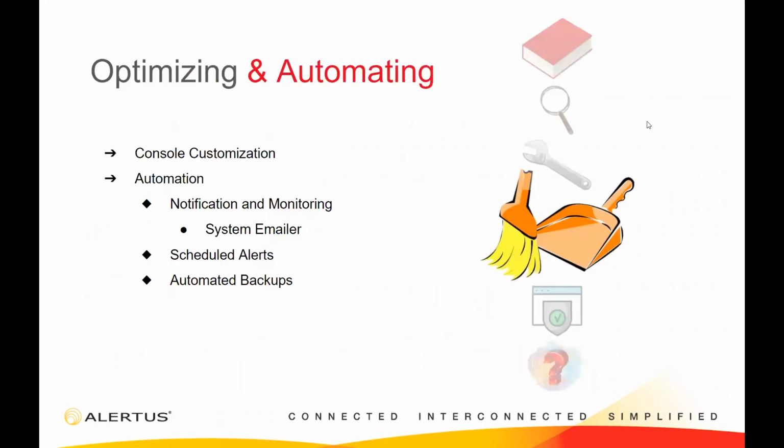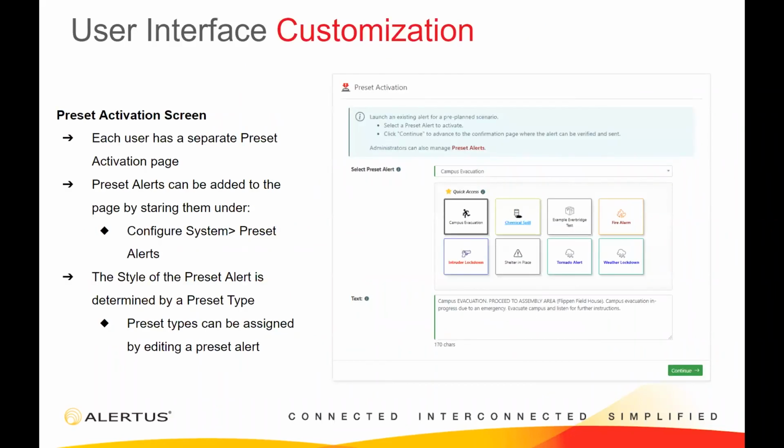All right. So we have looked at what could be misbehaving and then found ways to fix those problems. Now let's take a look at optimizing Alertus server so that it will run smoother in the future. First bit of optimization comes by customizing user interfaces. Organizing preset alerts with visually distinct tiles makes them easier to find and to send in an emergency. Each user can have their own set of alerts appear on their preset page to ensure that they have immediate access for their most immediate issues. Let's take a look at how this is accomplished.